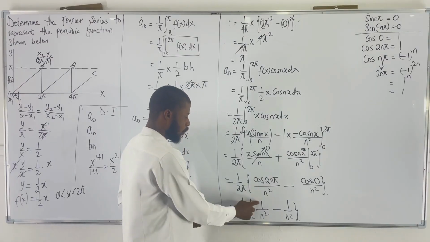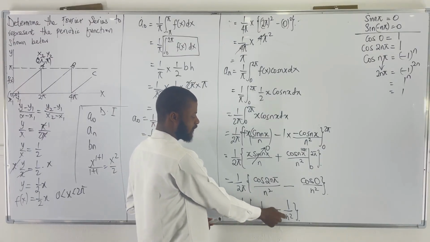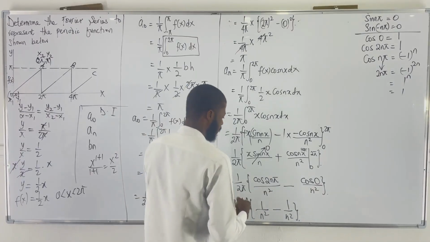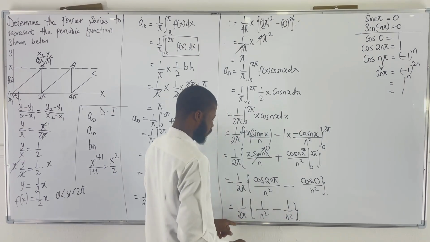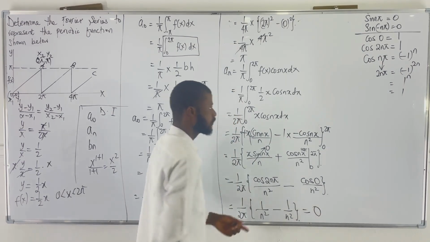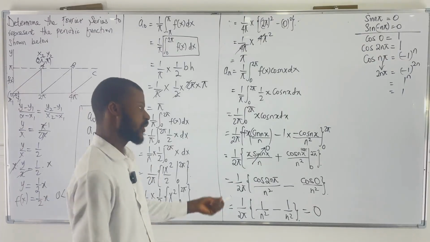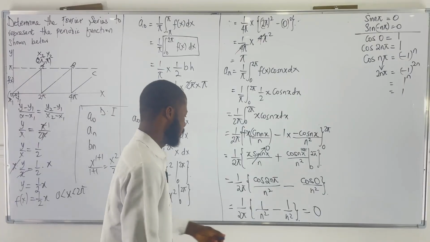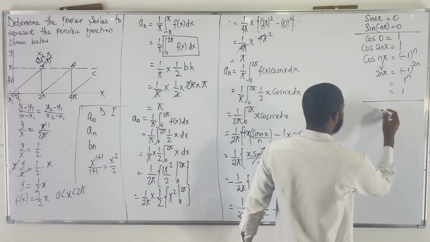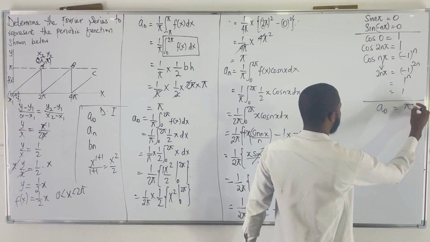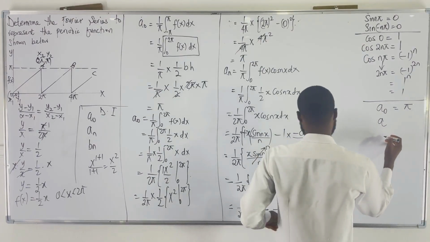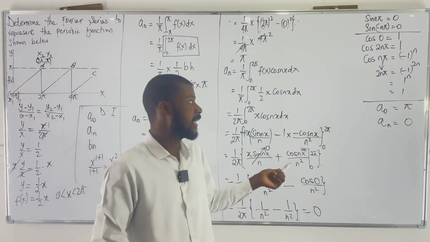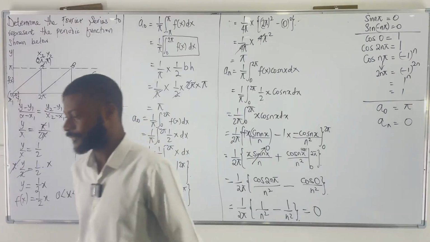Now see, 1 over n squared minus 1 over n squared, they are both the same, right? They're subtracting each other. So if these two are subtracting and you get 0, 1 over 2 pi times 0, that's just 0. So this guy is gone. So our a sub n is 0. Let me just write my answers here. A naught is pi, and a sub n is 0. So let's find b sub n, our third coefficient.